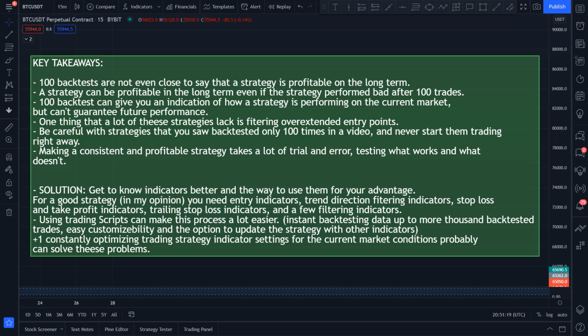One more solution to these problems is that you need to update your strategy consistently, changing the indicator settings to make it perform right in the current market conditions. This is a time-consuming process and hard to do, so that's why we started to look into automating this process using computing power and different programs. Soon I will show you how this automated optimization software can work and how we can benefit from it.